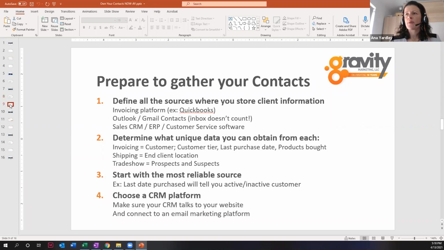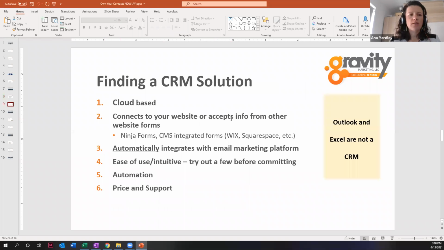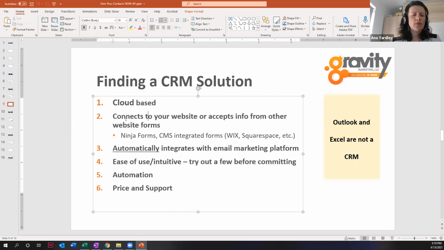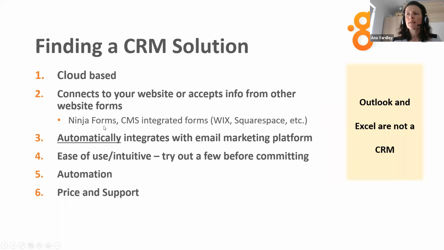So I would say the next step is really to find a CRM solution. There's tons out there. I try to highlight the things I would be looking for right now. I think it's key to have a cloud-based solution nowadays, so you can have access from wherever you are. There's always a full list of functionalities, but I would say a CRM that connects to your website or accepts info from other website forms would be key nowadays, so you have an automated way to gather those contacts from your website.